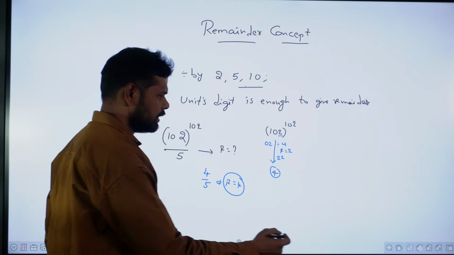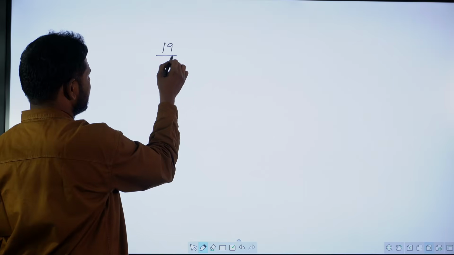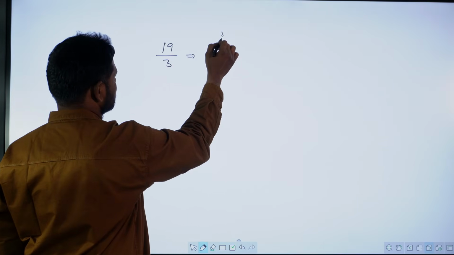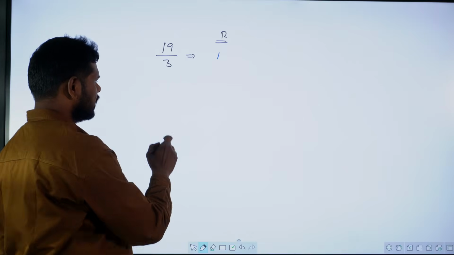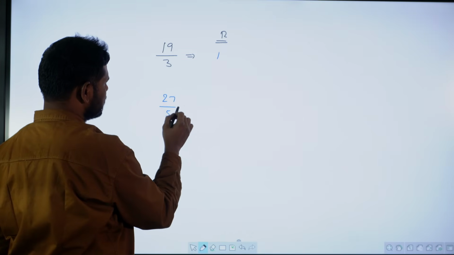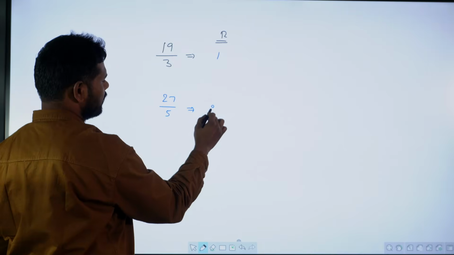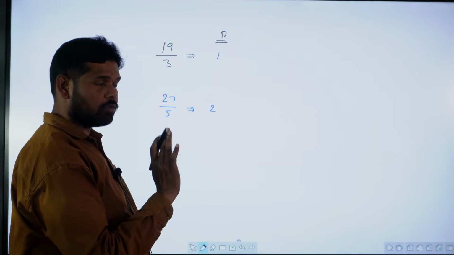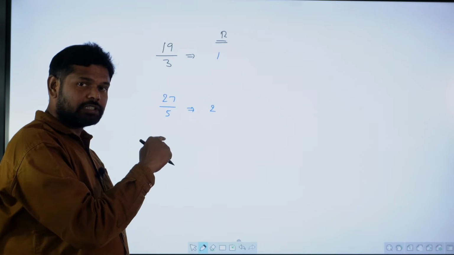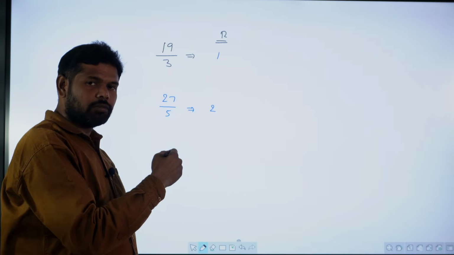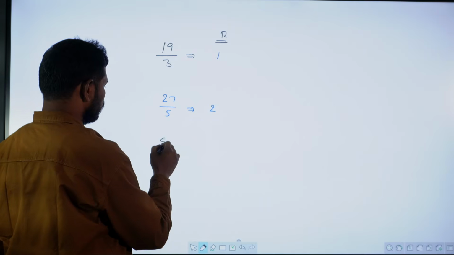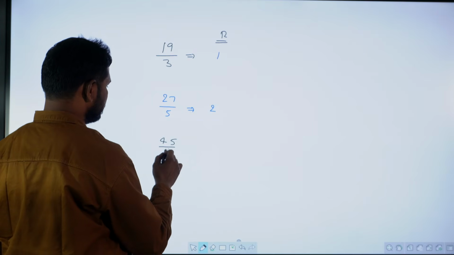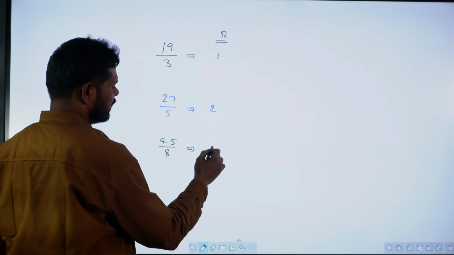Alright, next we will see some problems. Basic. If 19 is divided by 3, what is the remainder? I am asking only remainders here. 3 sixes are 18, what is the remainder? If 27 is divided by 5, what is the remainder? 5 fives are 25, remainder is 2. I am asking the remainder, not the quotient here. In the number of zeros concept, after successive division, we consider the quotients, but here the remainder. Now, 45 is divided by 8. What is the remainder? 8 fives are 40, remainder is 5.